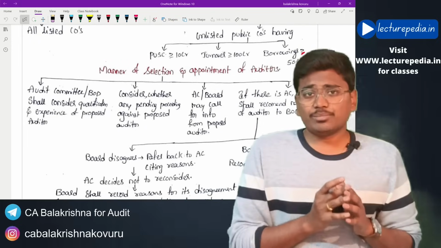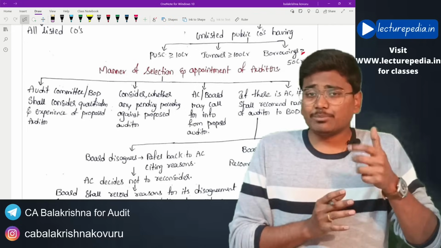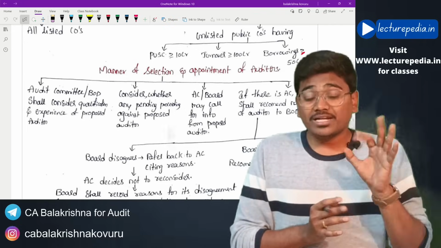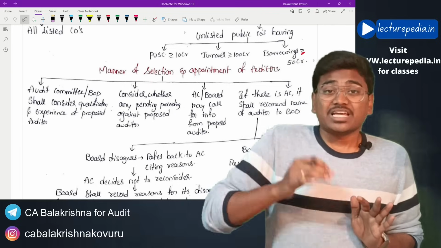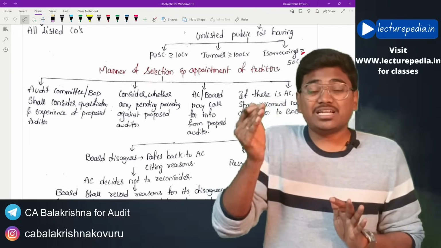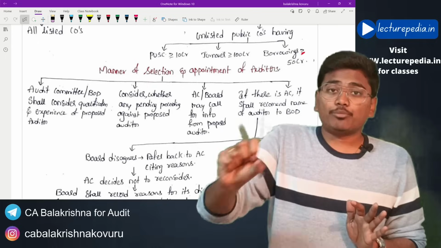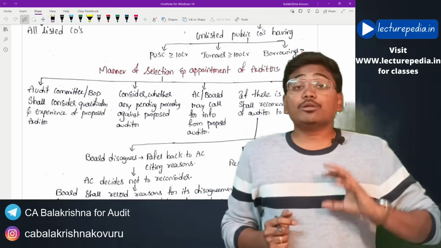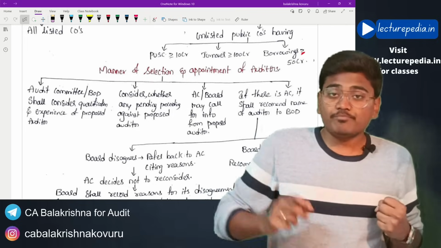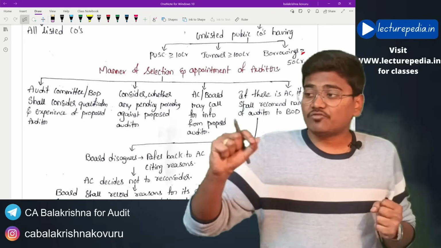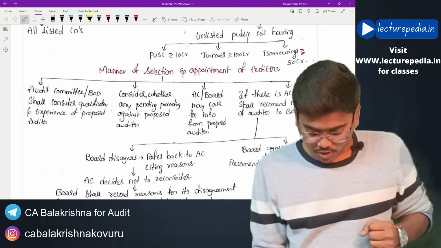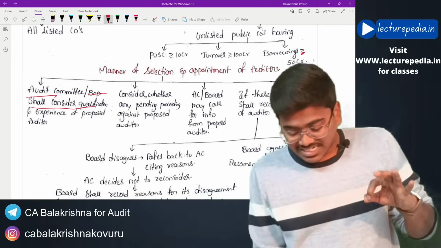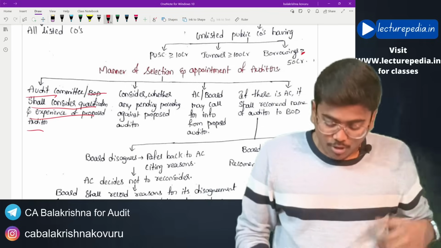For all the companies to whom audit committee is applicable, the audit committee will verify the experience and qualifications of the proposed auditor. If audit committee is not applicable to the company, then board of directors will verify the qualification and experience of the proposed auditor. See, audit committee or board of directors shall consider qualification and experience of the proposed auditor.